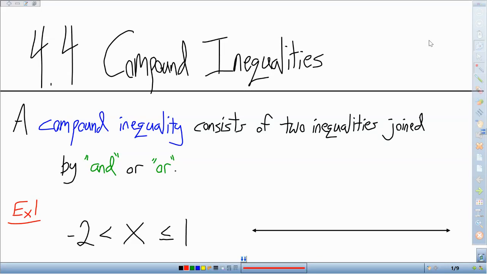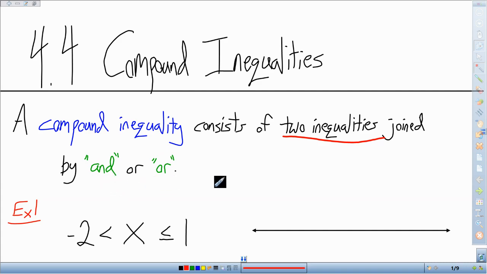Hello, everybody. So we're getting into 4.4 today called compound inequalities. All right. So I guess first thing, go ahead and get this title, copy the definition of compound inequality in this example, and then we'll get into it. Okay. So it says a compound inequality consists of two inequalities joined by and or.